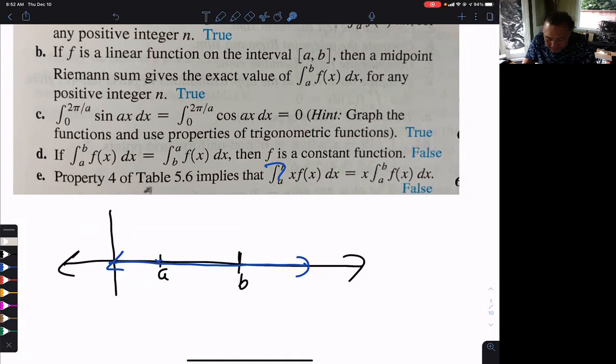And E, property 4 from table 5.6 implies what? Okay, no. This is a liar, liar, pants on fire. Because property 4 says if you have a constant, you can pull it out in front. X is not a constant, that is your variable. So false, false, liar, liar, pants on fire.